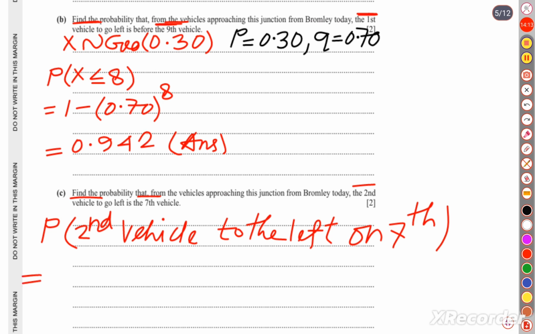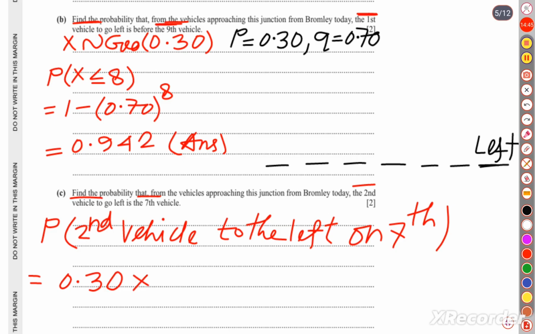If I draw a scenario, look, there are 7 trials: 1, 2, 3, 4, 5, 6, 7. On the 7th turn, there was nothing but left. The 7th vehicle turned left. This is sure. Okay, so we can apply this one. On that 7th turn, our probability is 0.30. So on the 7th trial, there was nothing but success.